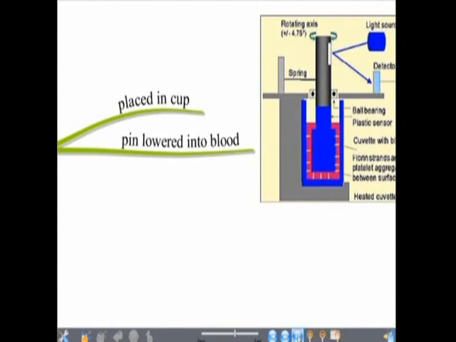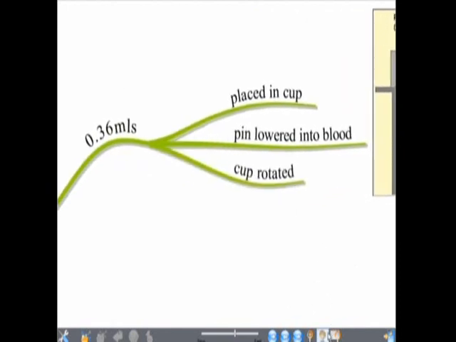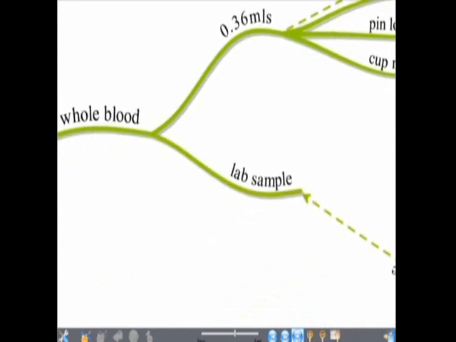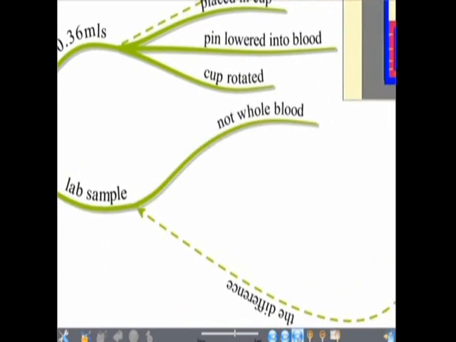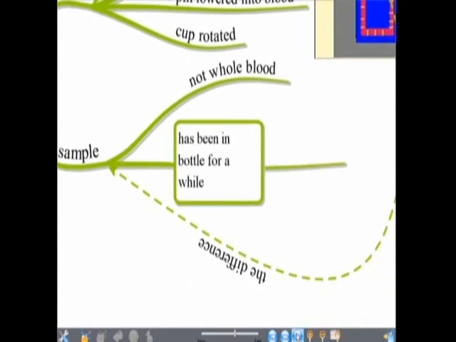The cup is rotated, as we were saying before. Whereas the lab sample is not whole blood because they've spun it around. And yeah, that's the difference. It's been in the bottle for a while and it's spun in the centrifuge.